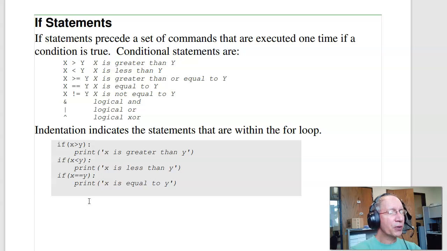I can say if x is greater than y, then print x is greater than y. So these are 3 different if statements. It'll check each one by one. If they're true, I'll do the following line of code.